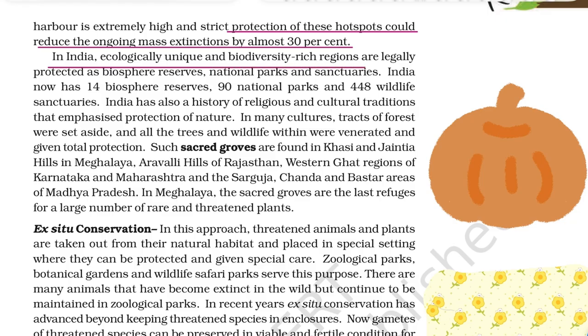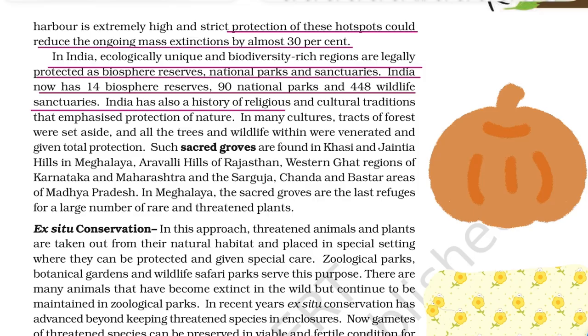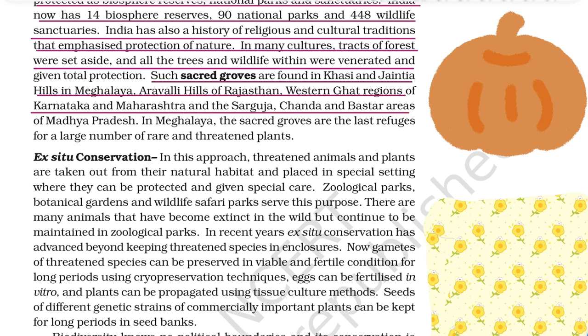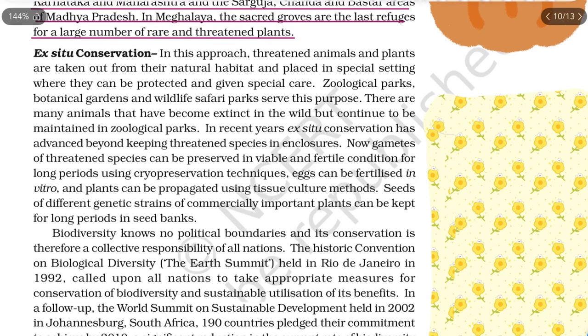In India, ecologically unique and biodiversity rich regions are legally protected as biosphere reserves, national parks, and sanctuaries. India now has 14 biosphere reserves, 19 national parks, and 448 wildlife sanctuaries. India also has a history of religious and cultural traditions that emphasize protection of nature. In many cultures, tracts of forest were set aside, and all the trees and wildlife within were venerated and given total protection. Such sacred groves are found in Khasi and Jaintia hills in Meghalaya, Aravalli hills of Rajasthan, Western Ghat region of Karnataka and Maharashtra, and the Sarguja, Chanda, and Bastar areas of Madhya Pradesh. In Meghalaya, the sacred groves are the last refuges for a large number of rare and threatened plants.